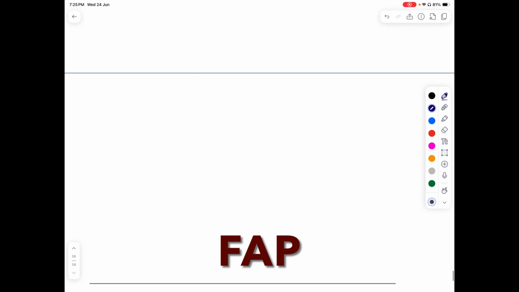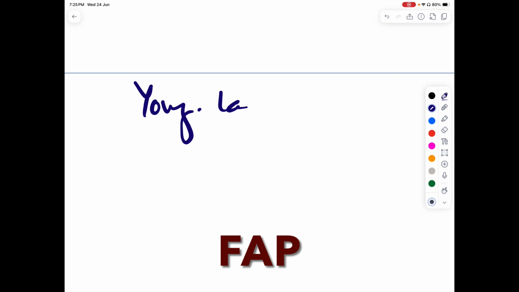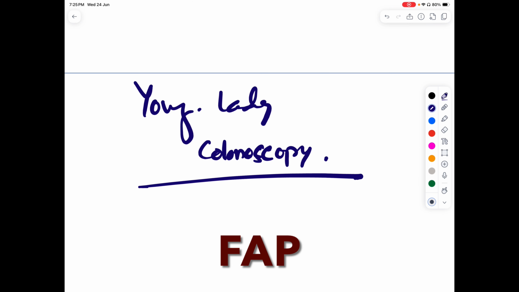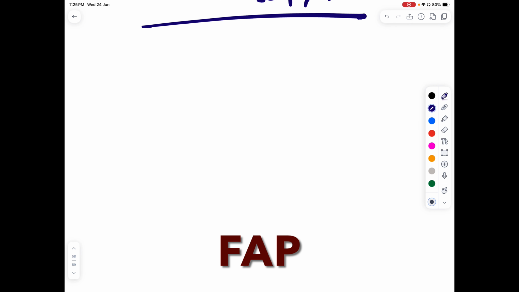So here you get a case of a young lady in whom colonoscopy is done, and that shows some of the polyps. The image is showing multiple polyps, and her father has died of CA colon. So the patient is worried. What is the most probable diagnosis? Familial adenomatous polyposis. So this is FAP.